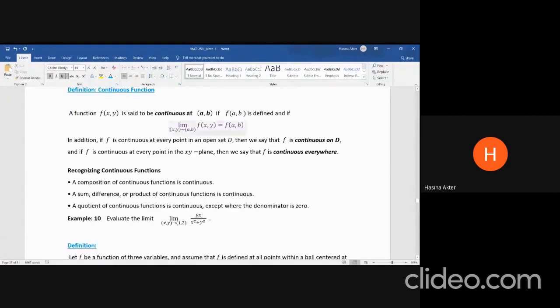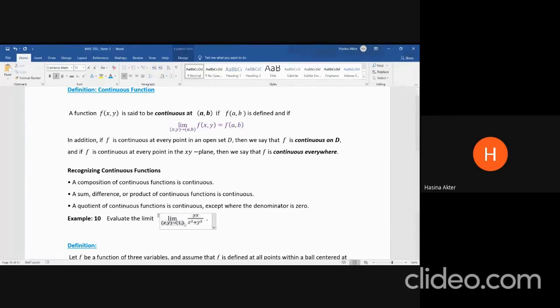A function is continuous at a point if the limit of the function at that point and the value of the function are equal. And the properties of continuous functions: if two functions are continuous, then their composition, sum, difference and product are continuous. The quotient is continuous on the set where the denominator is not zero.